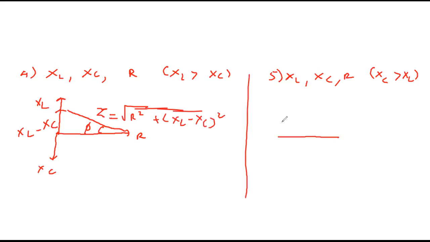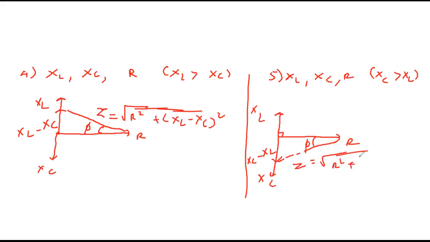This is R. This time XC is greater than XL, so the difference will be XC minus XL, and this is impedance, which is root of R square plus XC minus XL whole square.